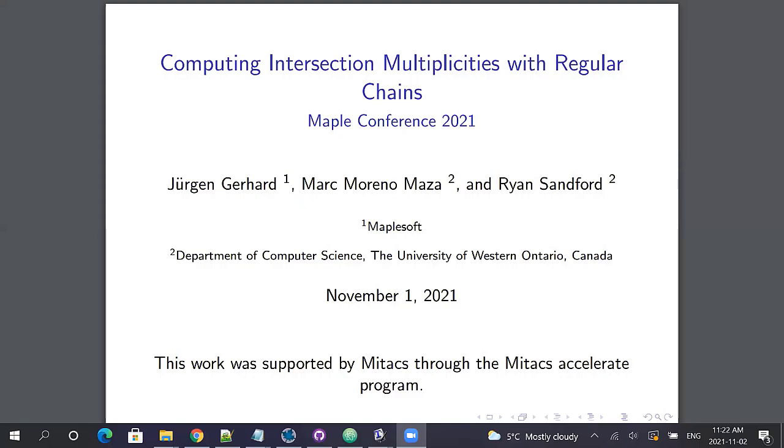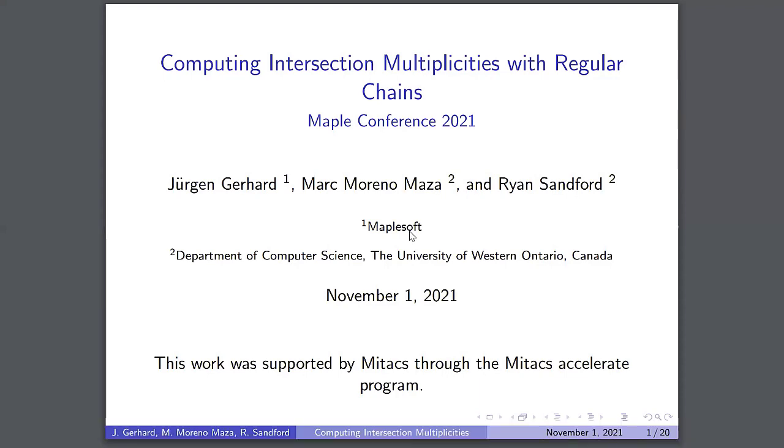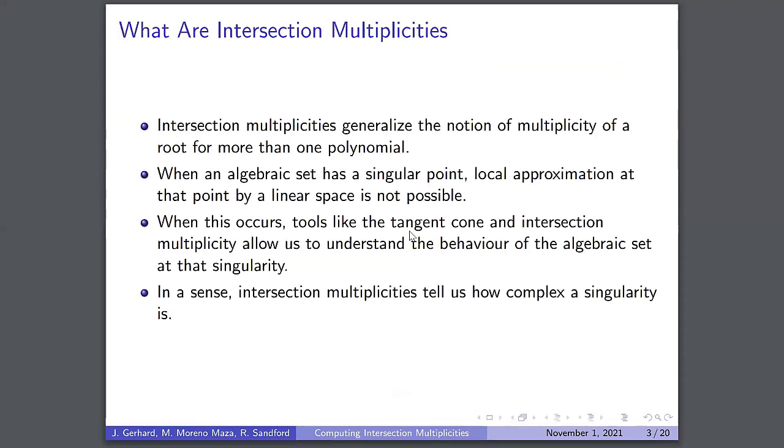Today we're going to be talking about computing intersection multiplicities with the use of regular chains. This is based on work with Jürgen Gerhard and Marc Moreno Maza. So to start, what is an intersection multiplicity? An intersection multiplicity generalizes the notion of the multiplicity of a root of a polynomial, but for more than one polynomial. And it's useful because it helps us understand the behavior of an algebraic set at a point.